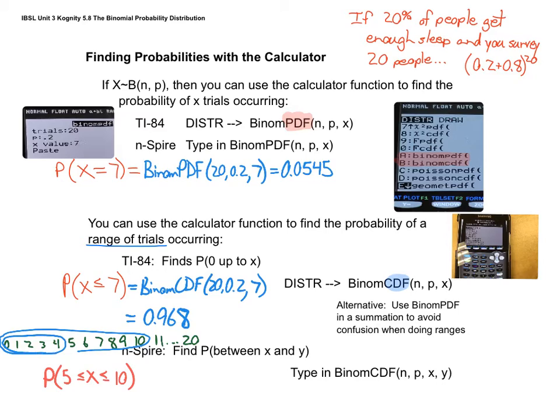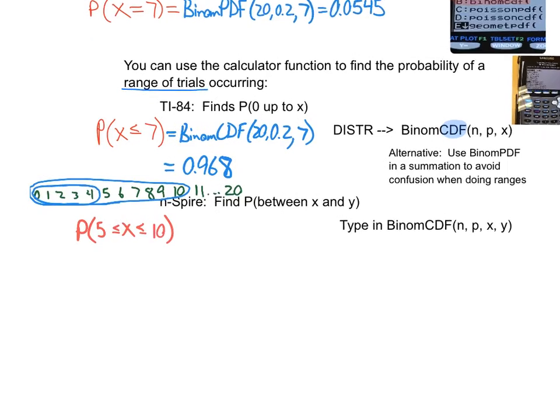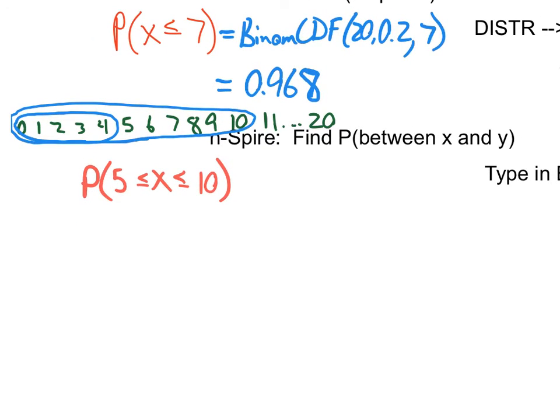So look, if I do binomial PDF up to 10, or sorry, CDF, should have said CDF. By the way, it's called CDF because it's cumulative distribution function. It's cumulative. So it goes from 0 up to 10 if I put in a 20, a 0.2, and a 10. But then I need to subtract the 0 to 4 that I don't want to include.